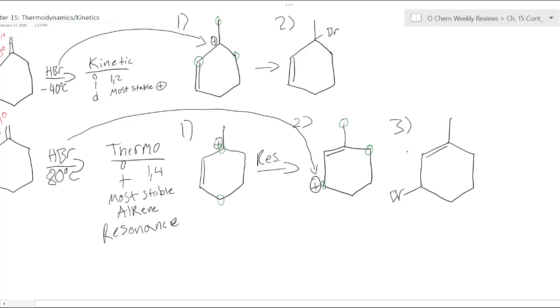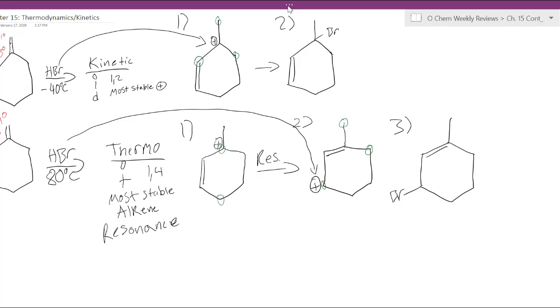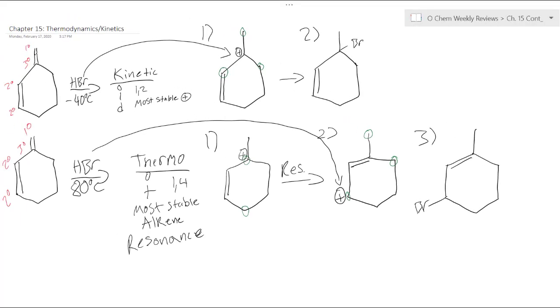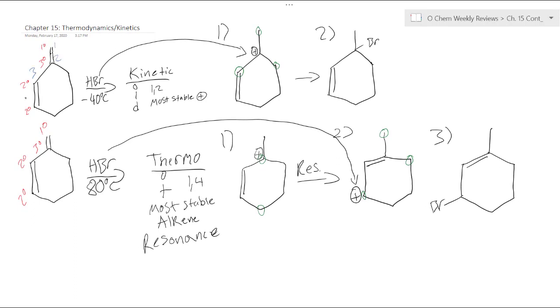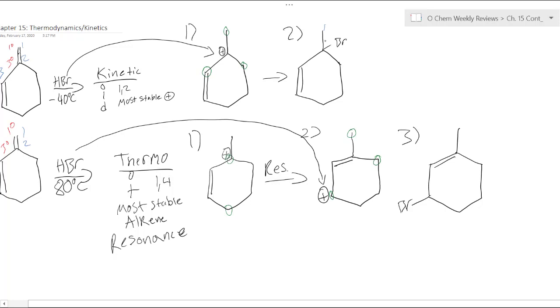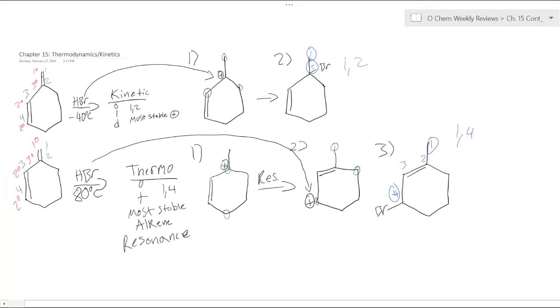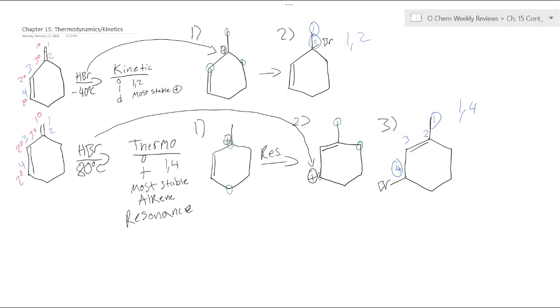And then the 1,2 and 1,4, those numbers are coming from here. So if we label 1, 2, 3, 4, 1, 2, 3, 4, our starting compound and our starting carbon and ending carbon that has the bromine on it should be 1 and 2. So in this case, it's 1 and 2. Here we have 1, 2, 3, 4. So 1 and 4. Okay? So that's where the numbers are coming from. If you always want to double check yourself, if you did it right or wrong, this is a good way to check. Okay? So that is essentially the gist of thermo and kinetics.